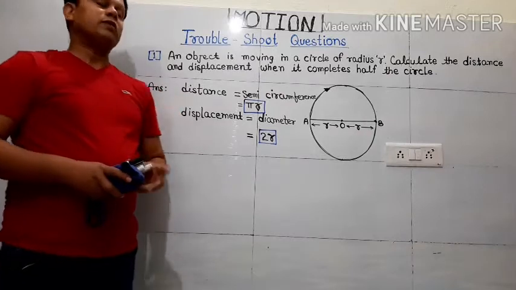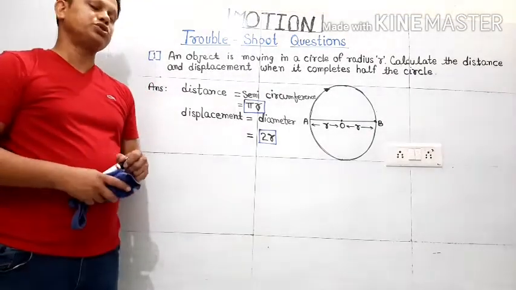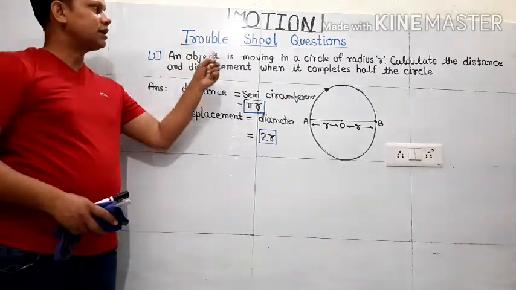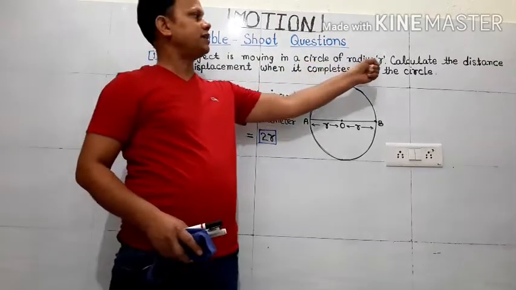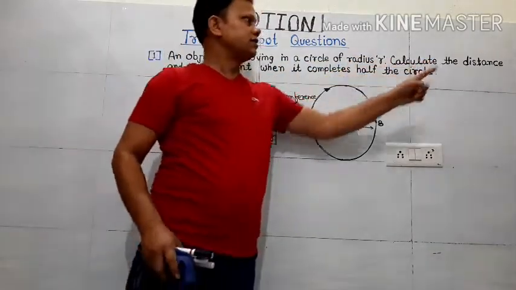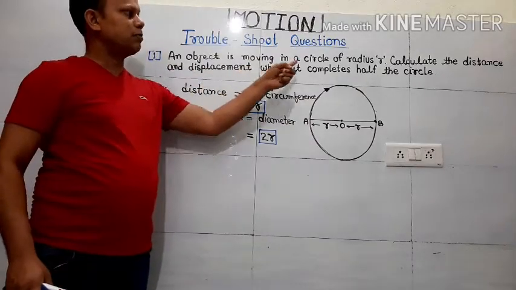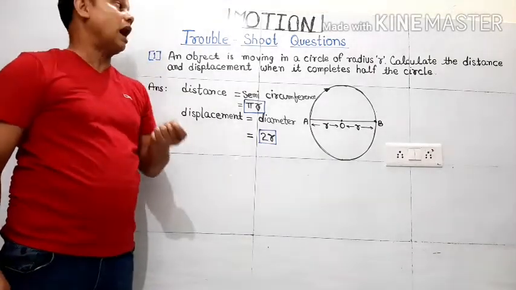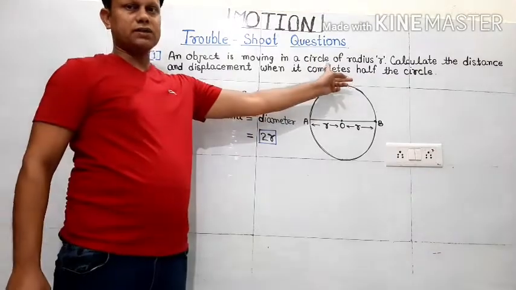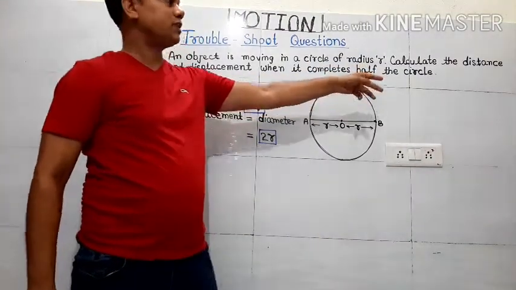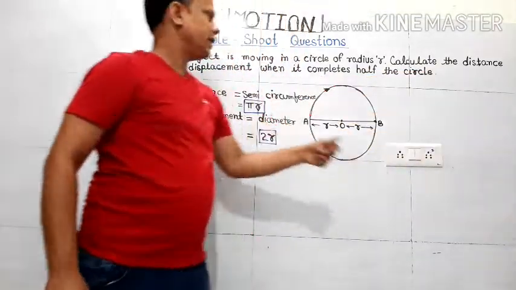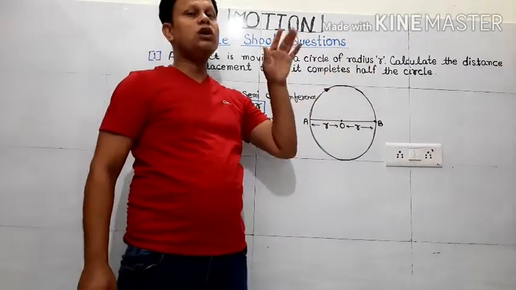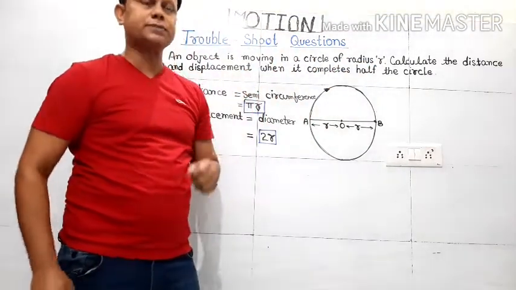So now, starting from the very first type, I have selected one question here. The very first question goes like this: an object is moving in a circle of radius r. Now calculate the distance and displacement when it completes half the circle. Okay, so the main keywords are: the path is a circular path, the radius is r, and then we have to find out the distance value and the displacement value when the body completes only half the circle on the circular path.